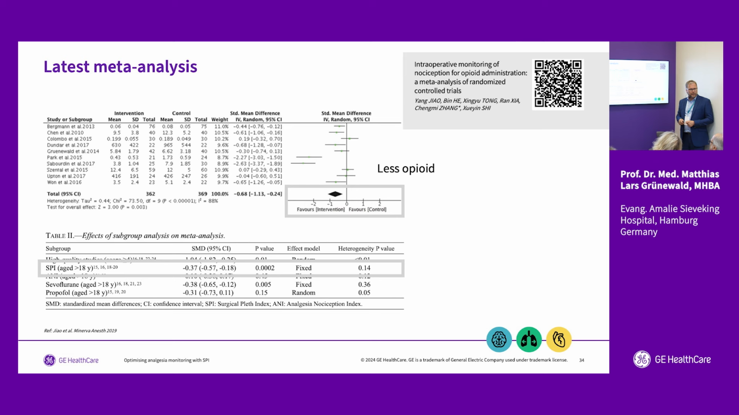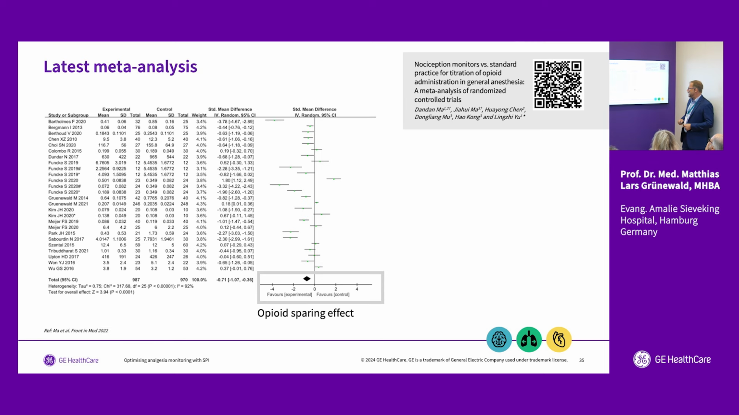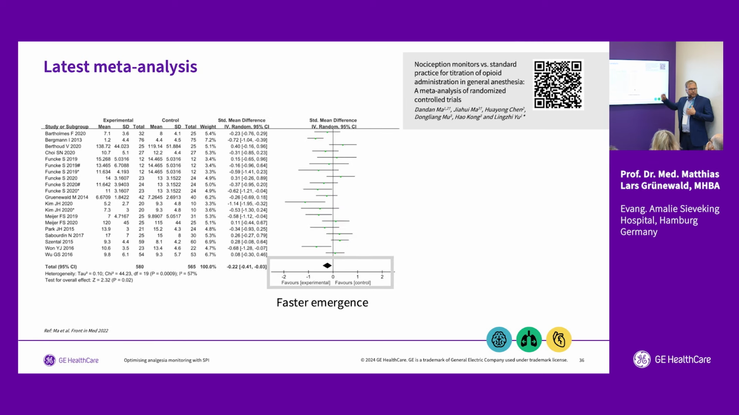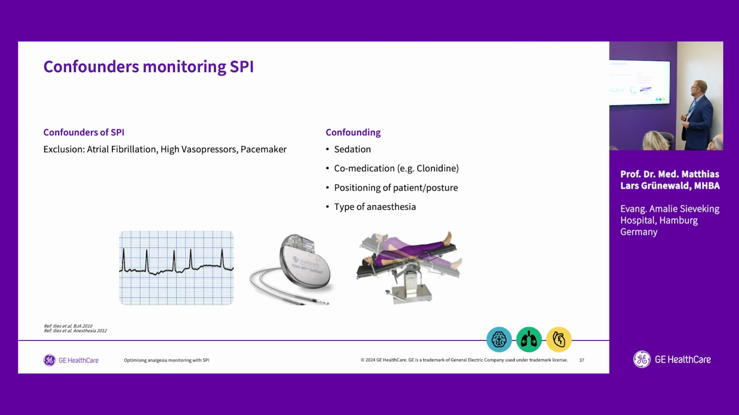There are meta-analyses. This is not my personal opinion. We have more data. We have opioid sparing effects shown in different meta-analyses, and it's also my experience. With respect to faster emergence, it's been shown in many, many studies. I'm very convinced that these kind of monitors help us, especially in ORs with a high throughput, to have a faster recovery of the patients.